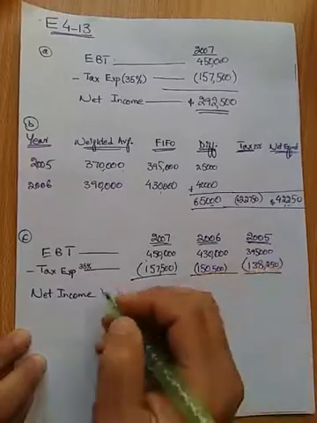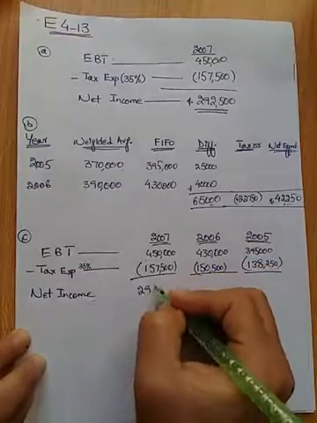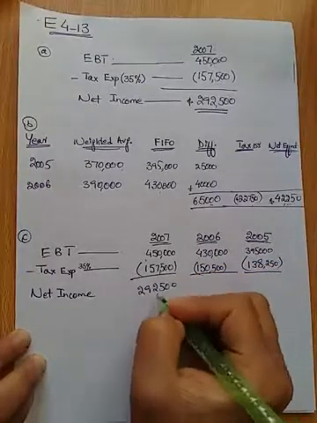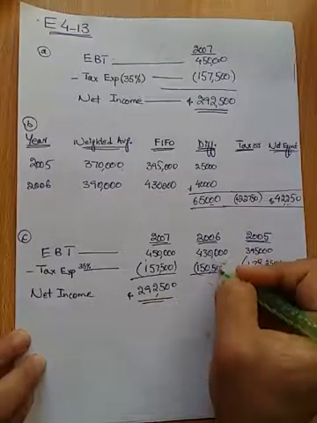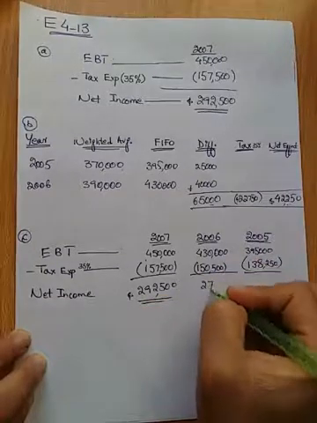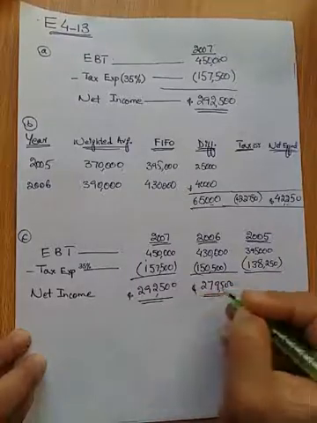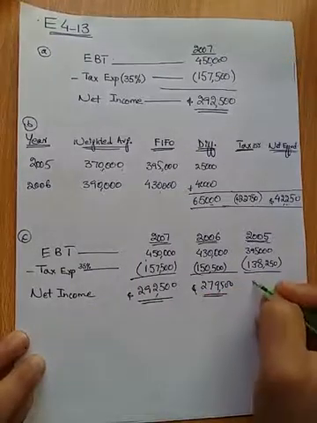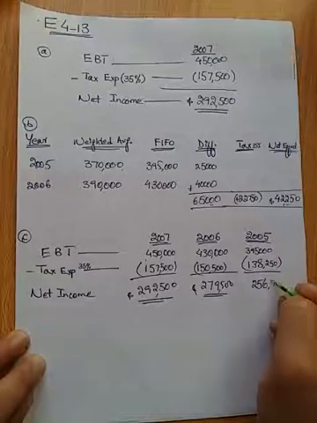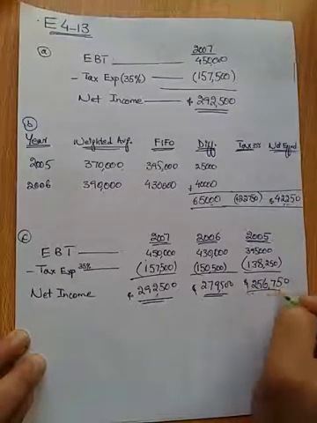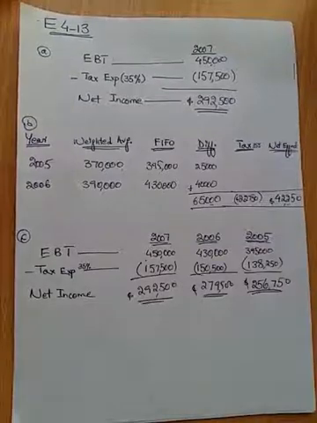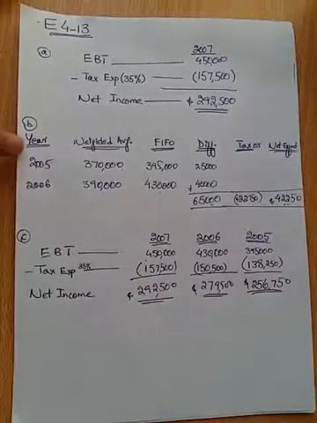I can subtract this. The remainder would be 292,500, which we call net income. When I subtract this one, we get an income of 279,500, and we get a remainder of 256,750 here.